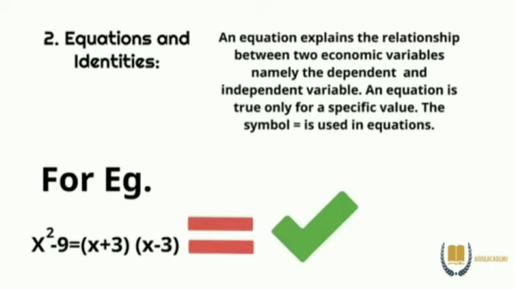An equation explains the relationship between 2 economic variables, namely the dependent and independent variable. An equation is true only for a specific value. The symbol equals is used in equations. For example, x squared minus 9 equals (x plus 3)(x minus 3); this identity is always true.